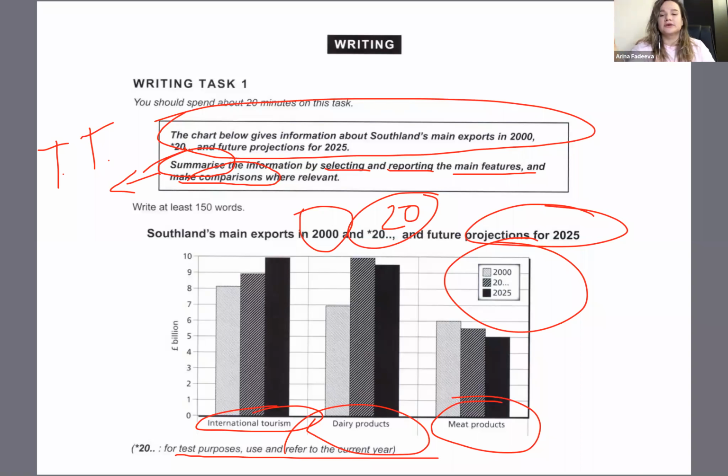And of course, you compare international tourism, dairy products, and meat products, everything. You have to mention everything because you're comparing the years in these kinds of sections. Yeah, then these are the main features, and you make comparisons. So as you can see, this is a dynamic graph.